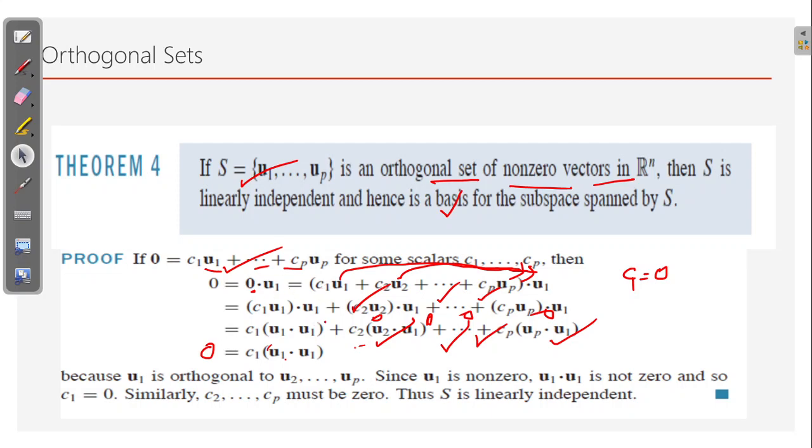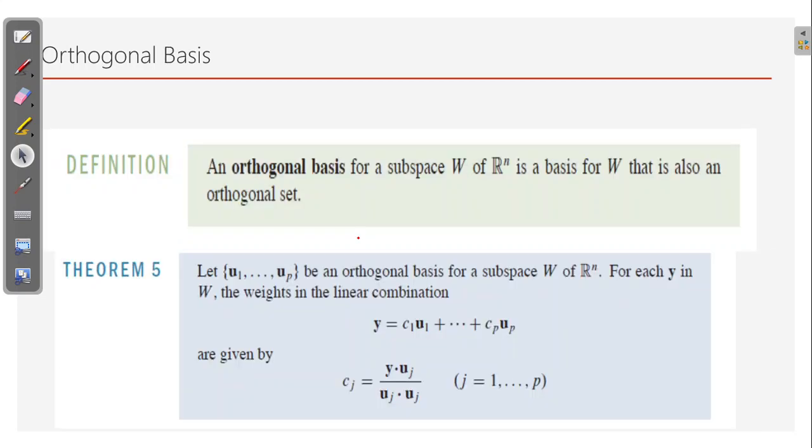So you can guess that for c2, c3, etc., cp must be 0. That means the equation 0 equals c1 u1 plus c2 u2 plus c3 u3 plus etc. cp up only has the trivial solution, that means the zero solution. That means the set u1, u2, u3, etc. up is linearly independent.